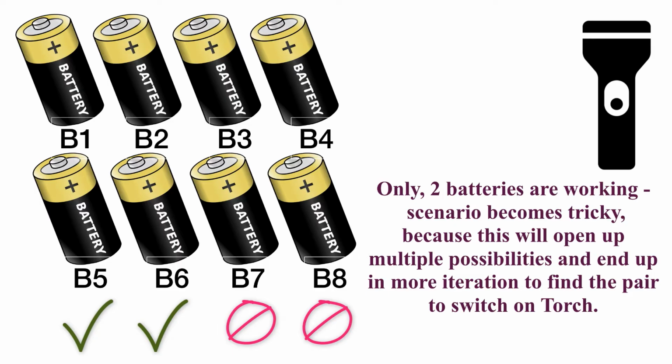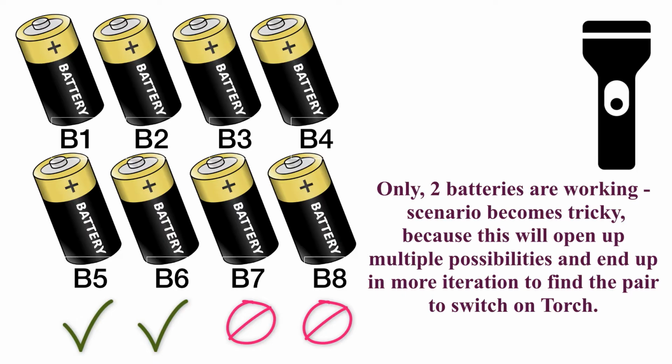If only 2 batteries are working, the scenario becomes tricky because this will open up multiple possibilities and end up in more iterations to find the pair to switch on the torch. If only 1 battery is working in the group, then the scenario becomes more complex. Hence, grouping batteries in 2 groups with 4 batteries each is not the correct approach.